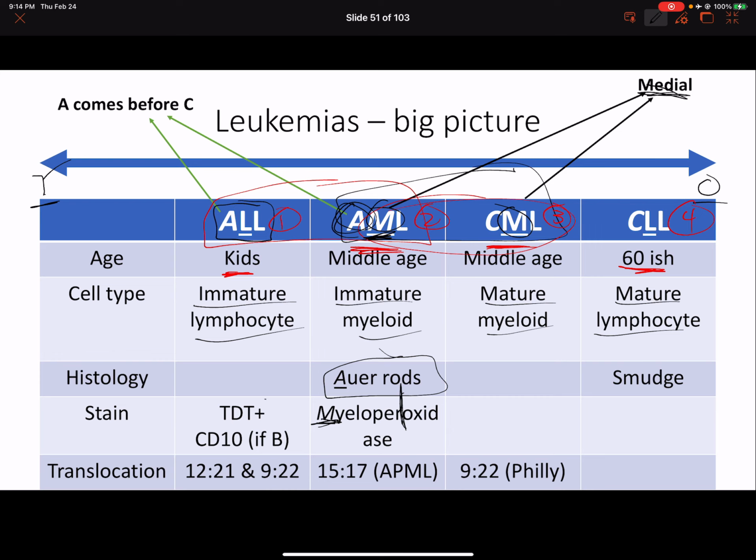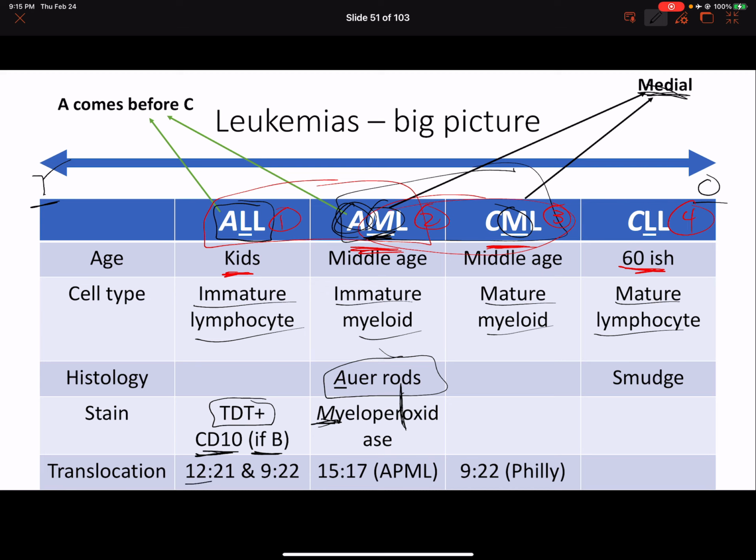The stain here would be TdT plus. So this is going to help immature lymphoblasts generate diversity through recombination, so it makes sense that they have TdT. CD10 is also going to be a marker for immature lymphoblast, specifically of the B cell origin.